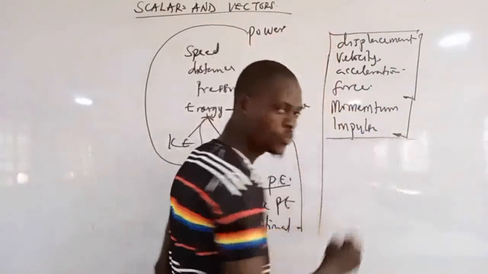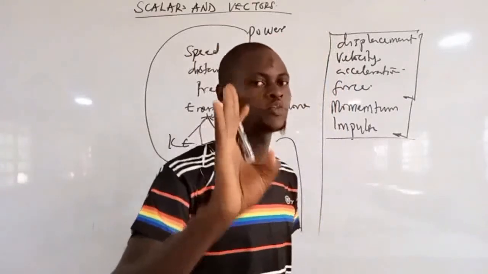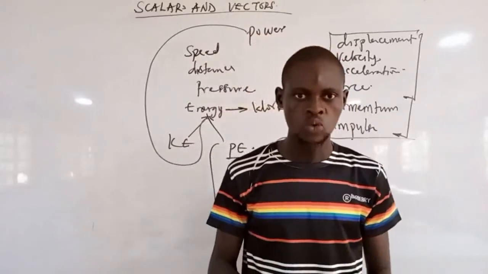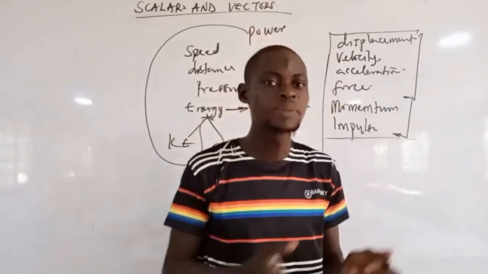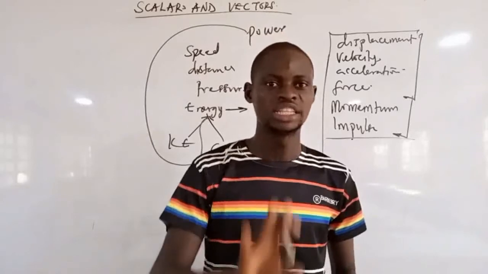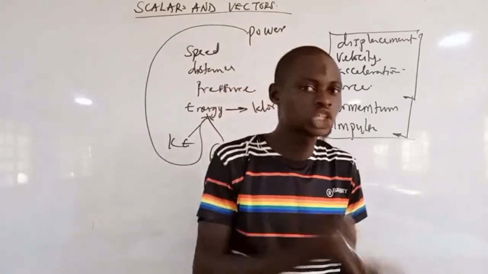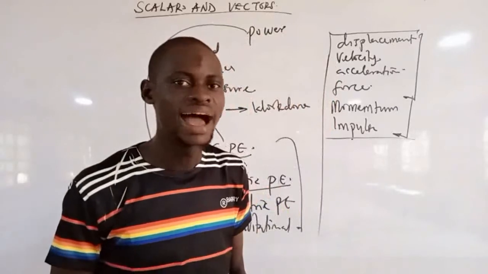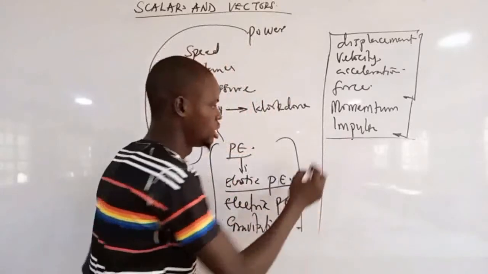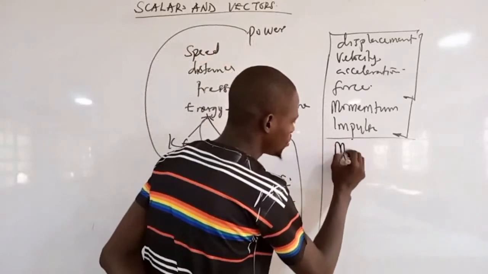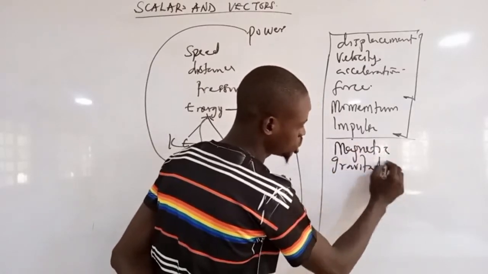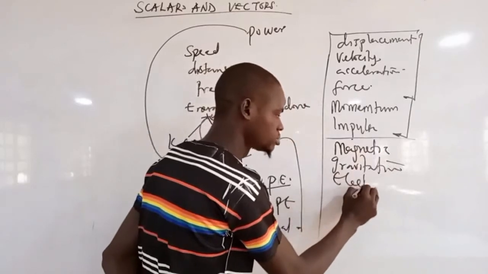Now, what are the things related to field intensity? We have three types of field. What is field itself? A field is a region of space where some physical quantities can be experienced. That means we can experience some forces. Now, there are three different kinds of field. We have the gravitational field, the magnetic field, and the electric field. So all these fields are vectors.